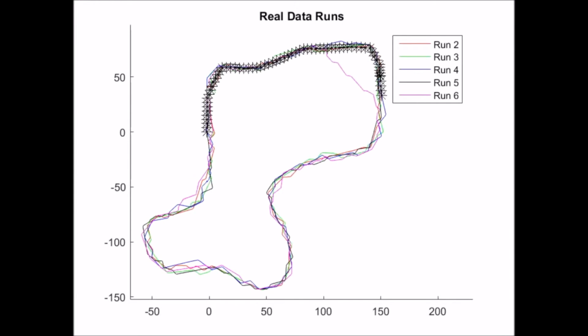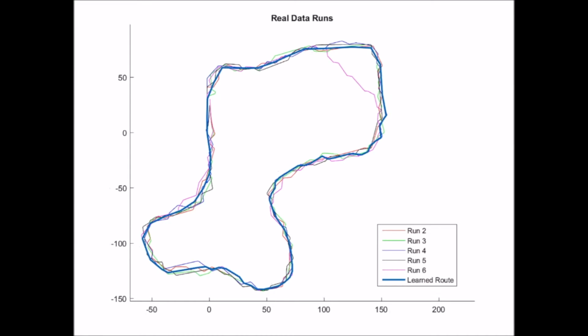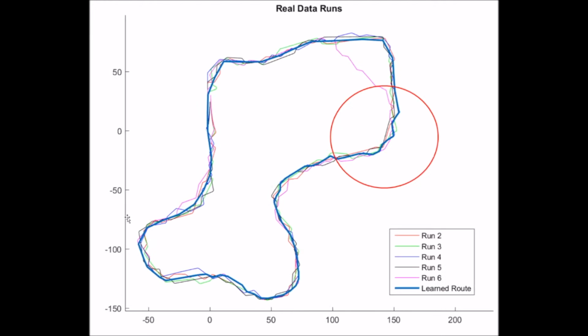Here you can see our algorithm learning the best path. Overall, it does a good job at choosing the straightest path between the zigzagged training data. In this corner, the learned path does zigzag a little. This is likely due to the fact that imitation learning is limited by the quality of the training data.